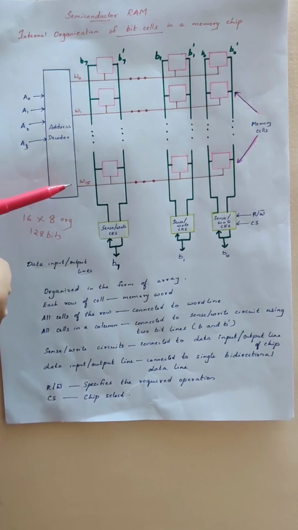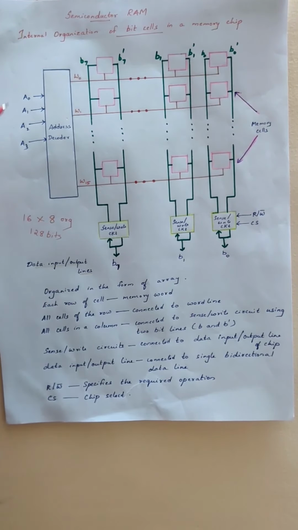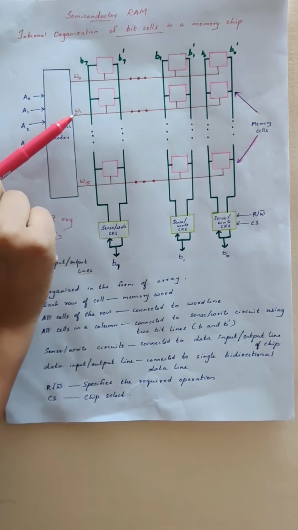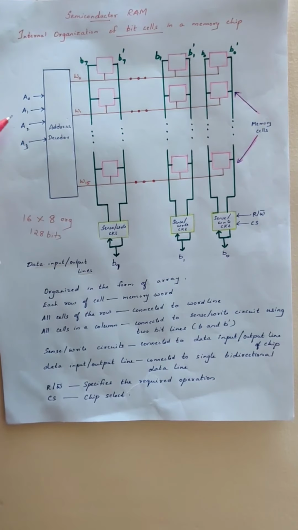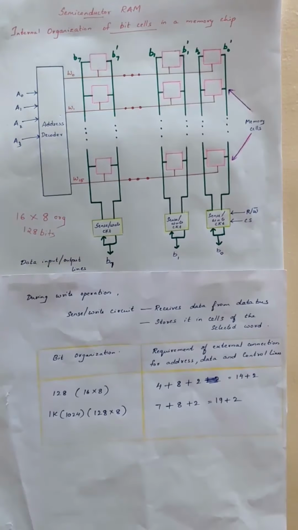Since we have 16 word lines, how many address bits do we require to represent the number 15, W15? We require 4 bits to represent the maximum word line number, that is 15. So using these 4 bits, you can access any word line of your interest. If it is 0000, then this address decoder will select the word line W0. If this is 0001, the address decoder will select the word line W1. If this is 1111, then the address decoder will select the word line W15. Again, during a write operation, the sense/write circuit receives data from the data bus, and that data is stored in the cells of the selected word.